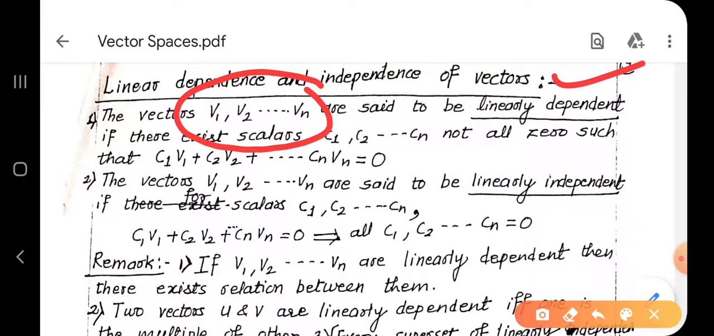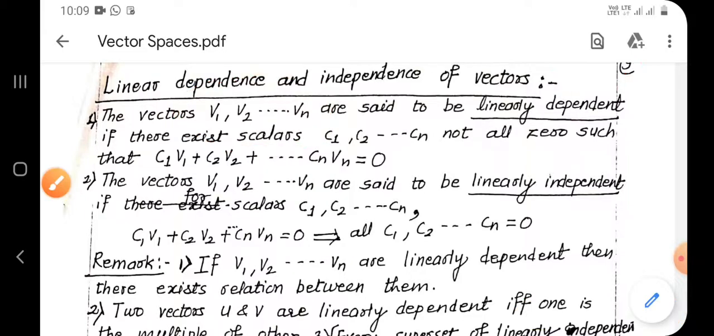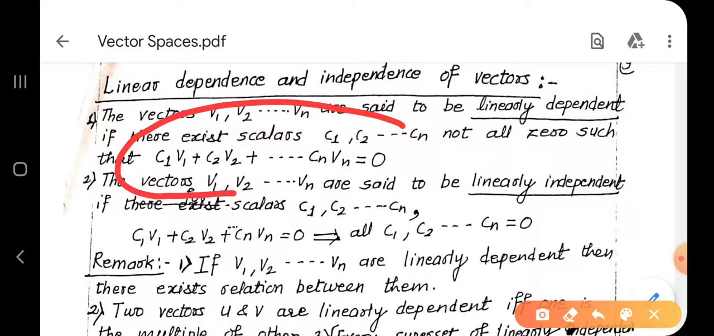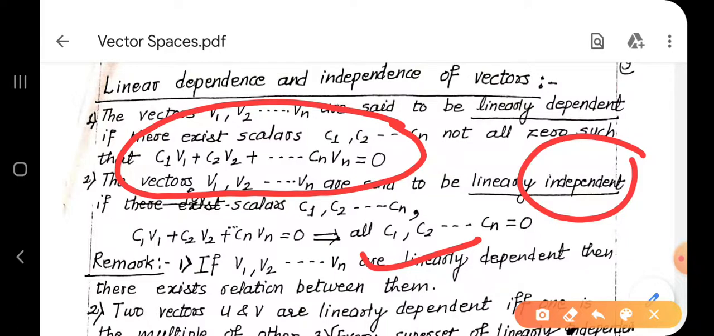Have you understood both concepts? The first one is you have to take the linear combination. We require linear combination c1 v1 plus c2 v2 plus dot cn vn equal to 0. Then if all scalars are 0, meaning c1, c2, cn equal to 0, it is linearly independent. And if at least one is not equal to 0, it is dependent.